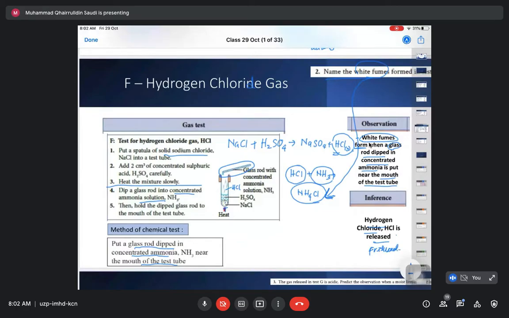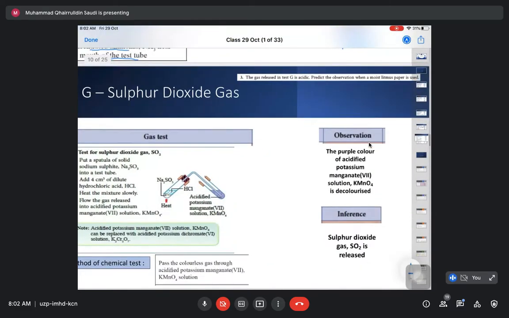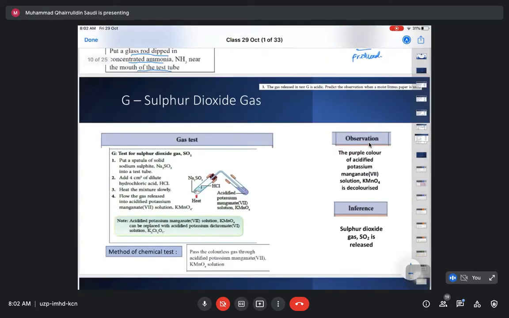Boleh. Okay. Next one is sulfur dioxide gas. So how do we produce sulfur dioxide gas? We put sodium sulfate solid into a test tube and add hydrochloric acid, and then the mixture is heated. Okay, supposedly sulfur dioxide gas is produced. So how do we test for sulfur dioxide gas?